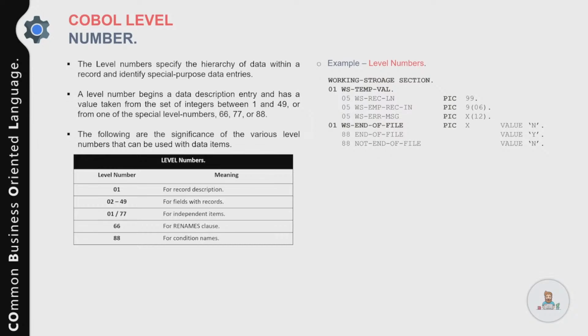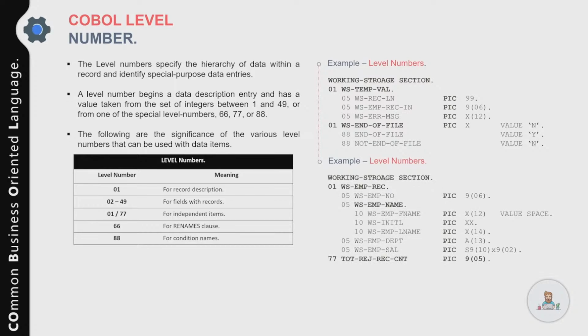So we have a working storage section, and there are two group variables defined at level 1, that is with level number 01. The first one is ws-temporary-variables, and within that particular record description we have individual elements which are defined at level 5. So we have used level number 05 to define those variables. First one is record length variable, which is defined with a picture clause, that is pic 99, which is numeric. Similarly, you have ws-emp-rec-in, and thereafter you have ws-error-message.